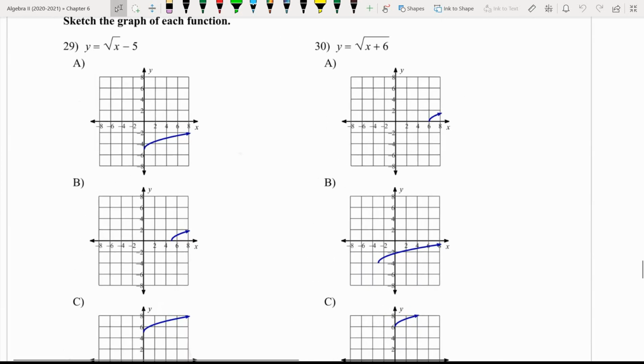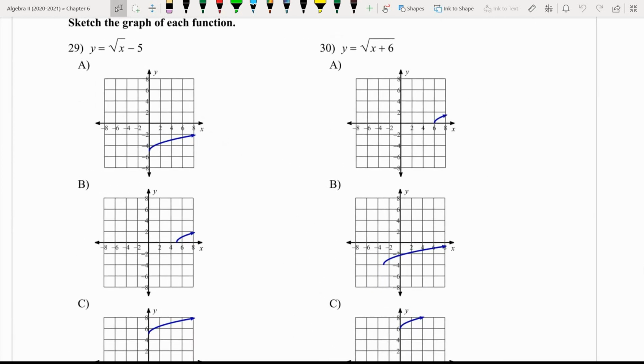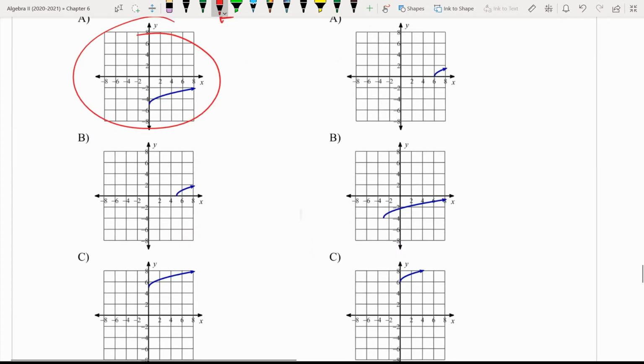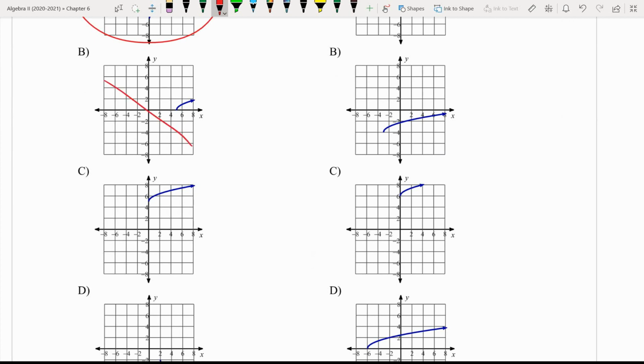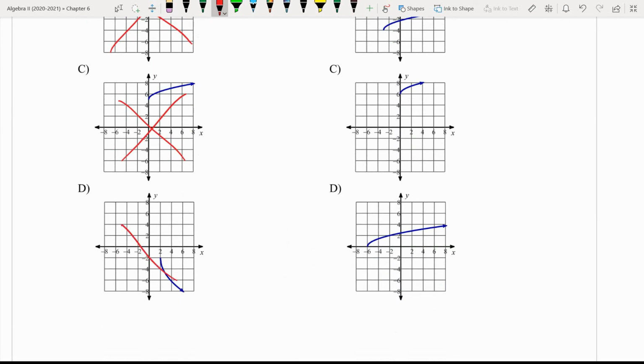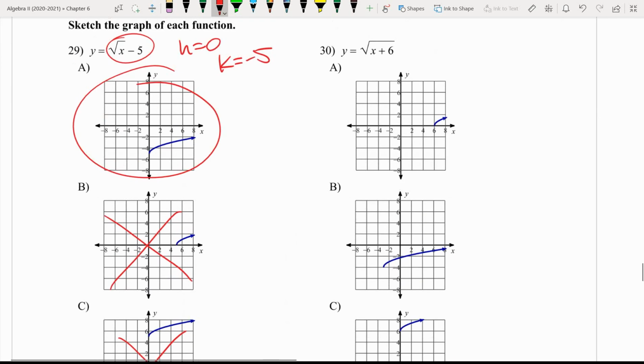On each of these, if you knew that h, k thing, you could look at this and say, all right, my h is 0, my k is negative 5. Which one of these starts at 0, negative 5? Well, this one does. This one doesn't. This one starts at 0, positive 5. This one doesn't even look right at all. So the answer was just A.